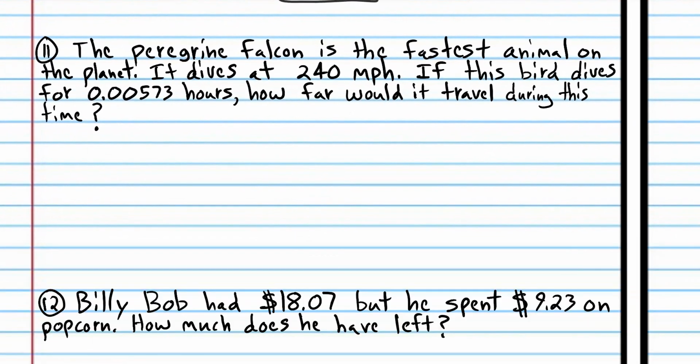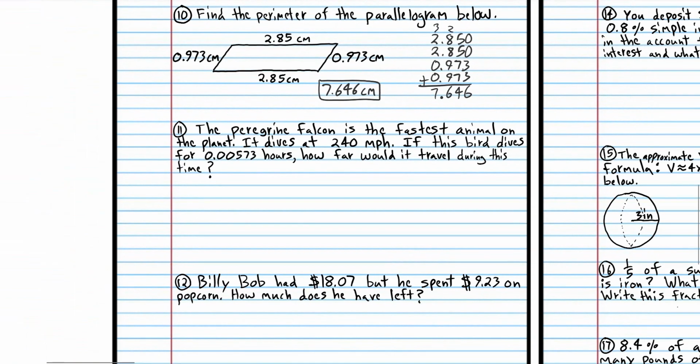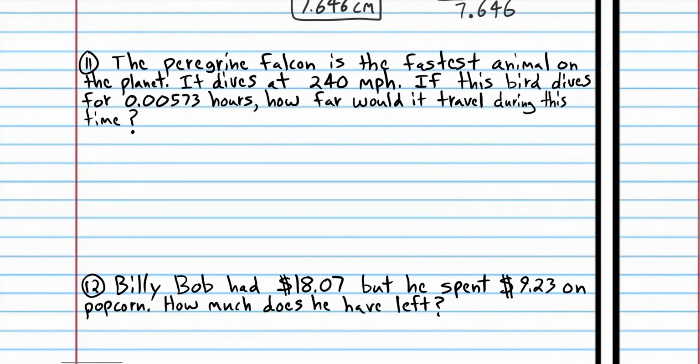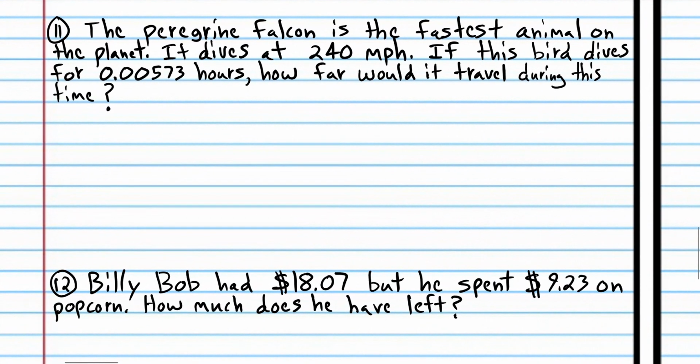The Peregrine Falcon is the fastest animal on the planet. This is true, by the way. It dives at 240 miles per hour. If this bird dives for 0.00573 hours, how far would it travel during this time? So this problem seems pretty difficult, but it's just a basic operation on decimals problem.